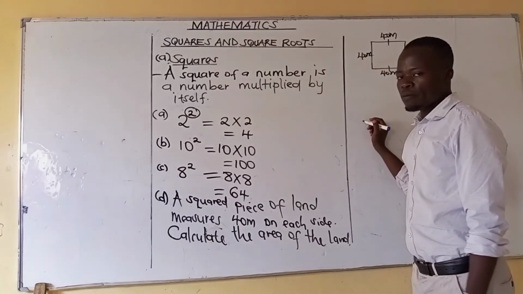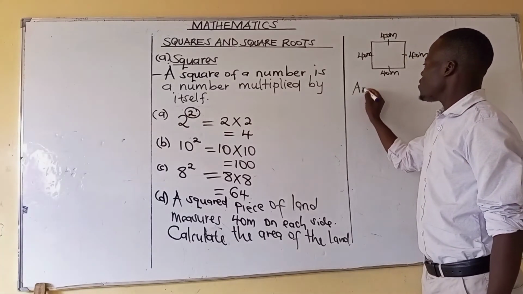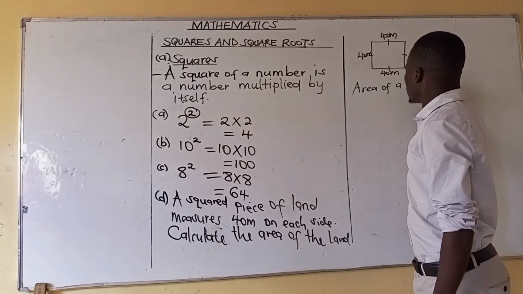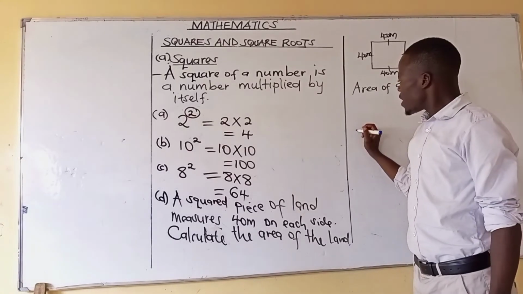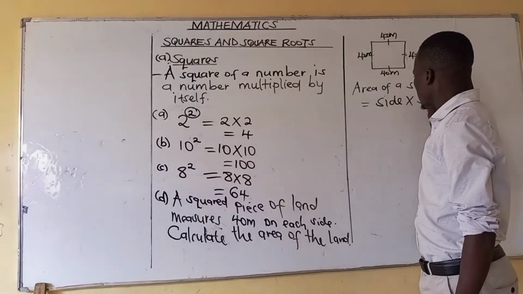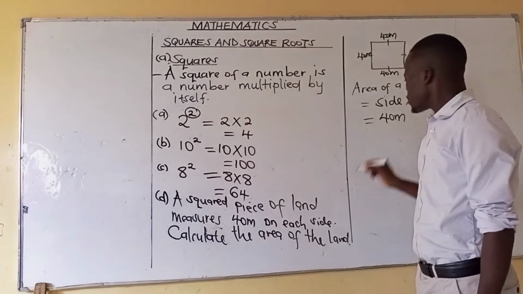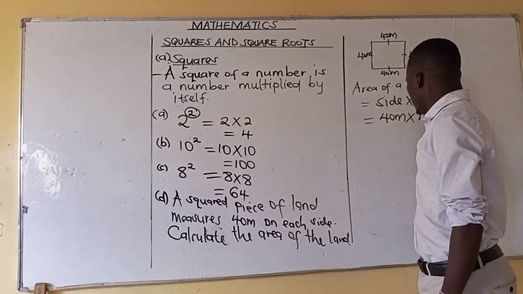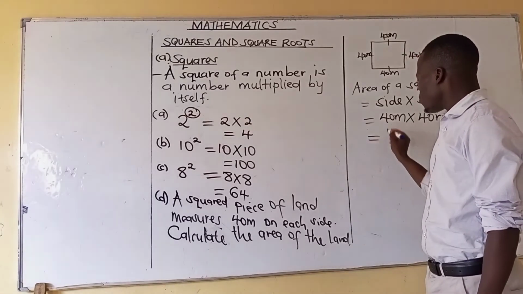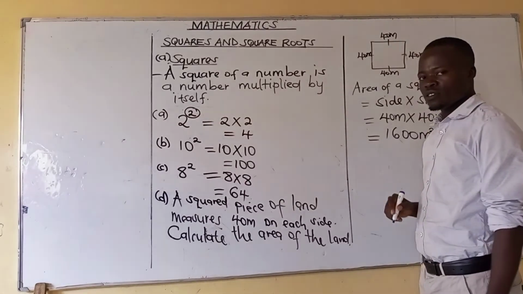All sides are equal. Now for us to get the area of a square, the area is one side multiplied by another side. So in this case, we shall have 40 meters multiplied by 40 meters, which gives us 1,600 square meters.